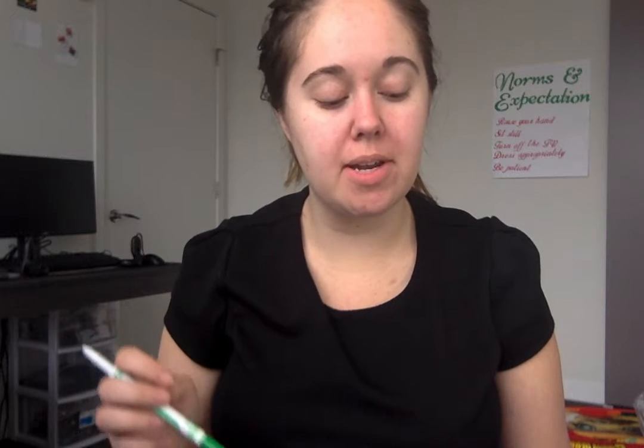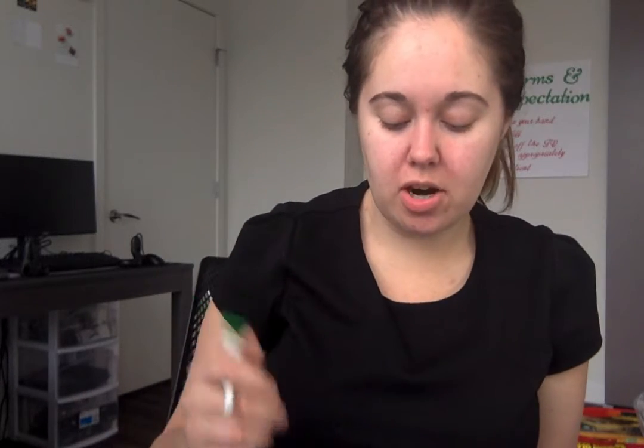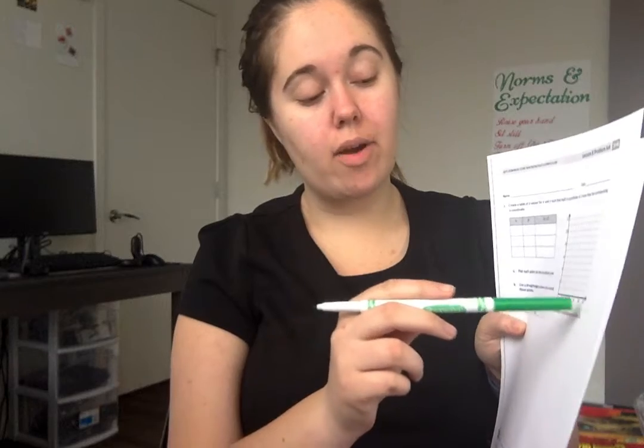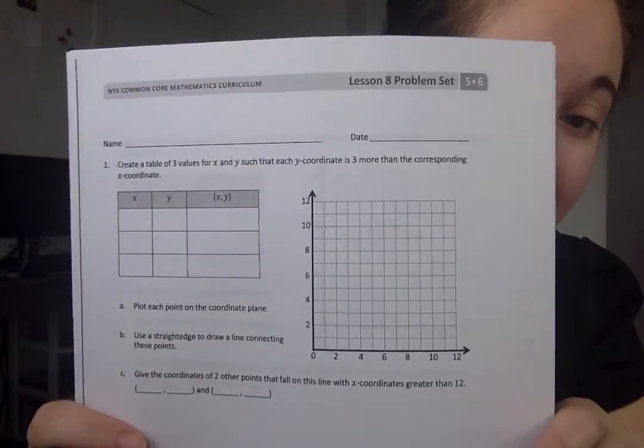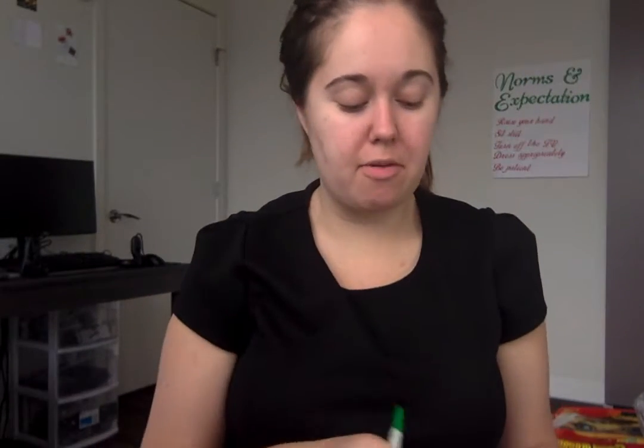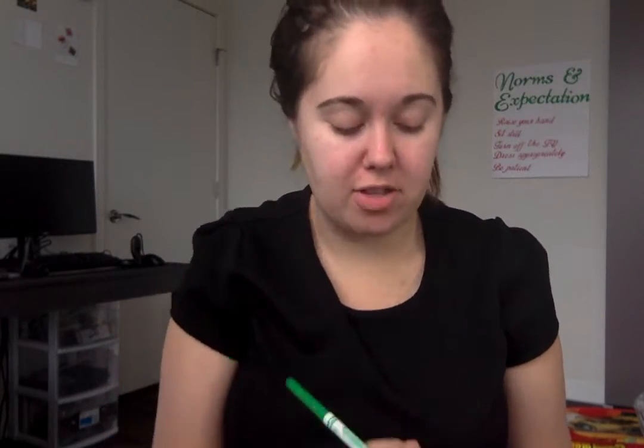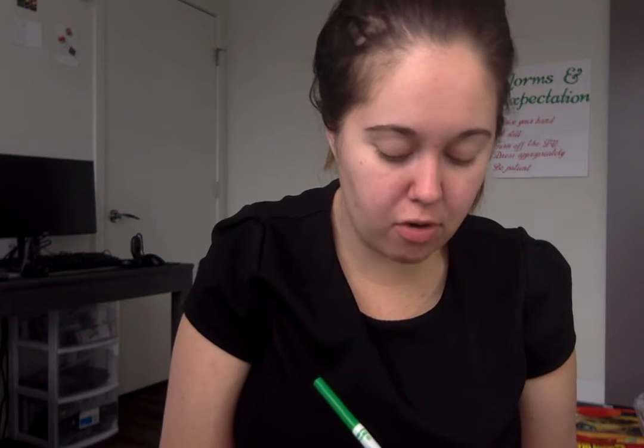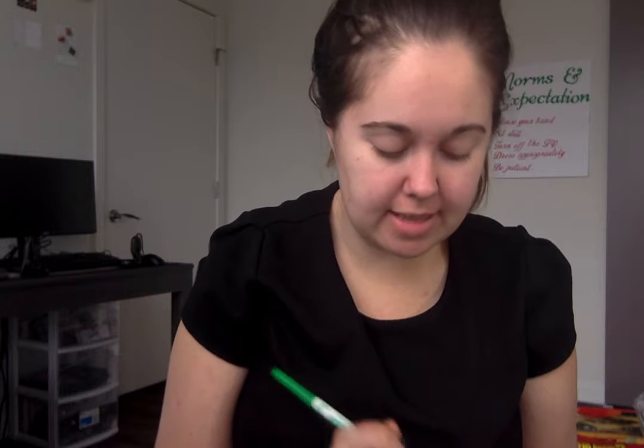So number 1, it says create a table of 3 values for x and y such that each y coordinate is 3 more than the corresponding x coordinate. I'm going to start, because I see that x is going by 2's at the bottom, I'm going to write my x's going by 2's just because I think that's going to fit a little bit better with our graph. So I'm going to say x is 2, x is 4, and x is 6. Let's do it that way. Okay? So starting with that, x 2, x 4, x 6 should be great.